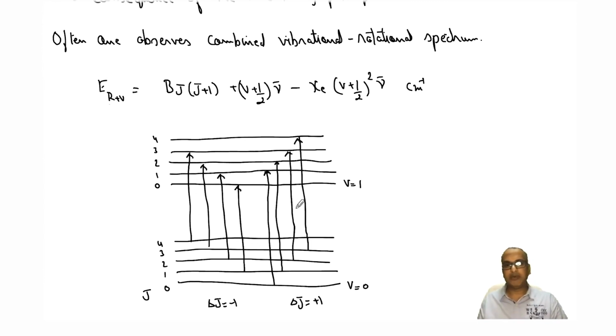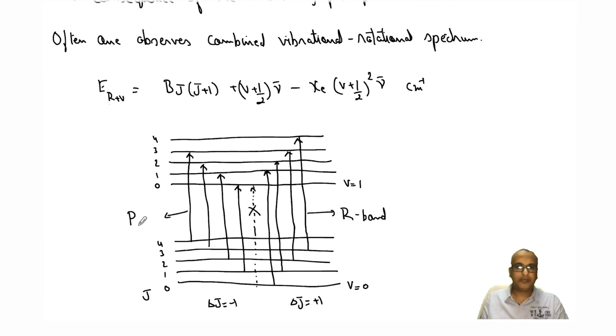All those fine structures will be present in the fundamental transition, which is V equal to 0 to V equal to 1. The line which is not observable is 0 to 0. Similarly, 1 to 1 is not observable, 2 to 2 is not observable, and so on. Typically these lines are called R lines and these lines are called P lines, so the P band and R band, and the Q band is the one which is not observed.